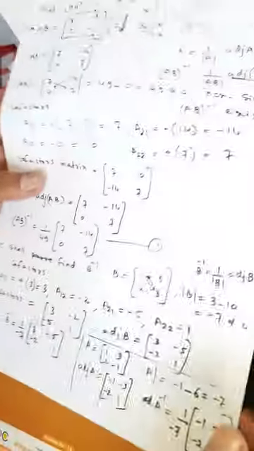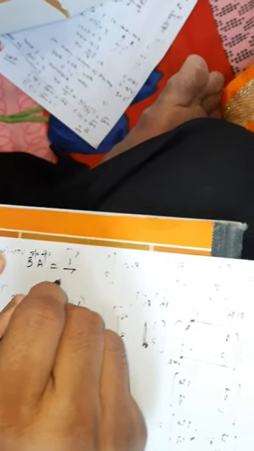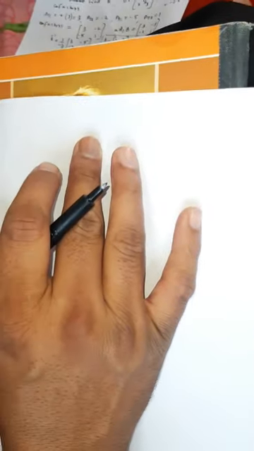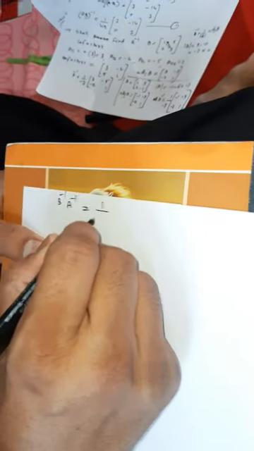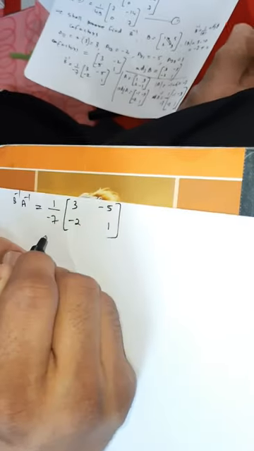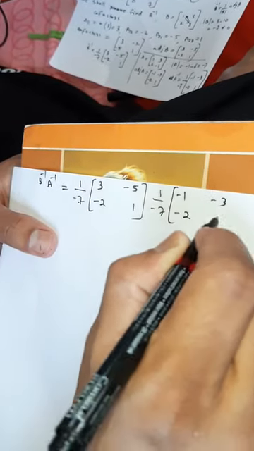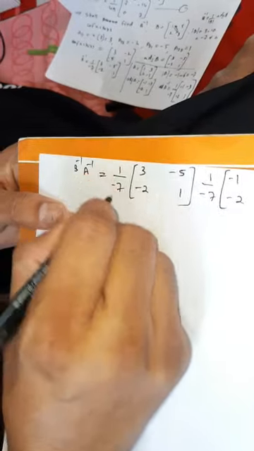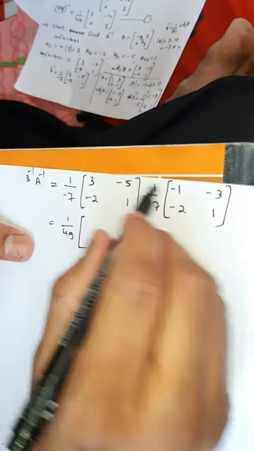So we now require B inverse into A inverse. We find B inverse into A inverse. Here B inverse is 1 by minus 7. So now B inverse into A inverse, that is RHS. B inverse is 1 by minus 7, 3, -5, -2, 1, into A inverse, which is 1 by minus 7 into -1, -3, -2, 1. So this is 1 by minus 7 into 1 by minus 7, that is 1 by 49, into matrix. Multiply these two matrices.